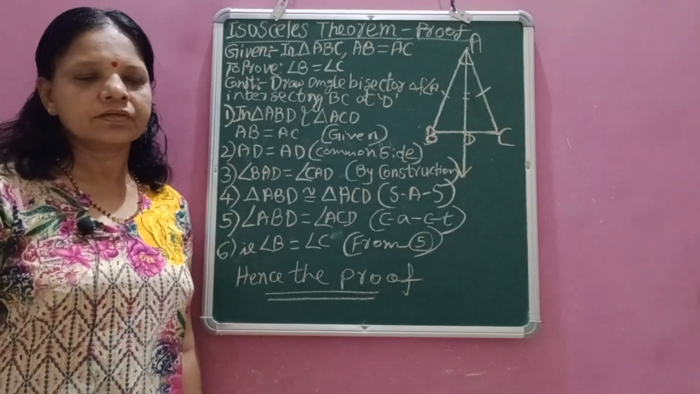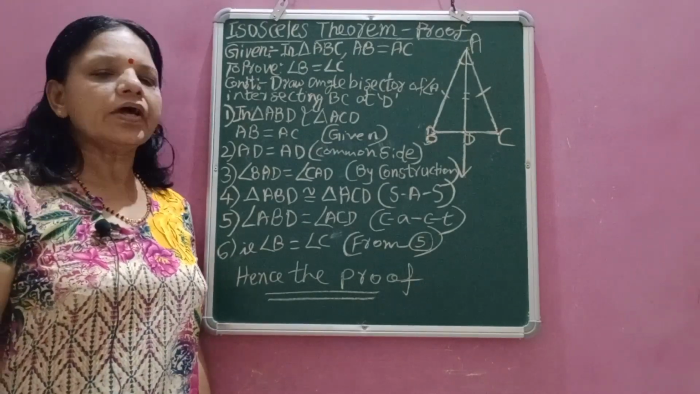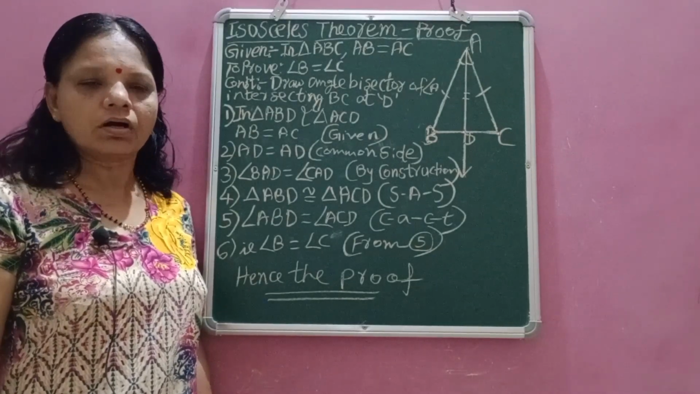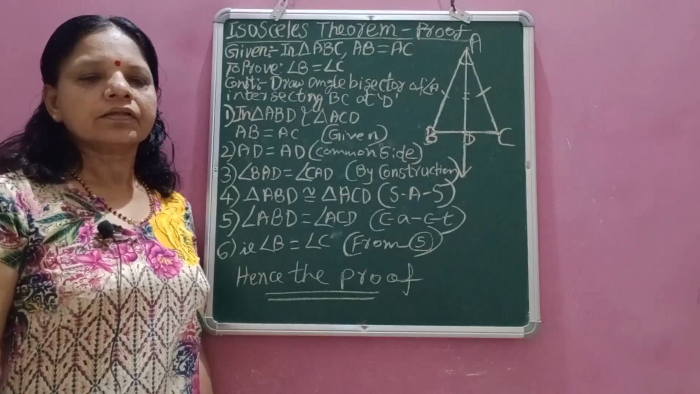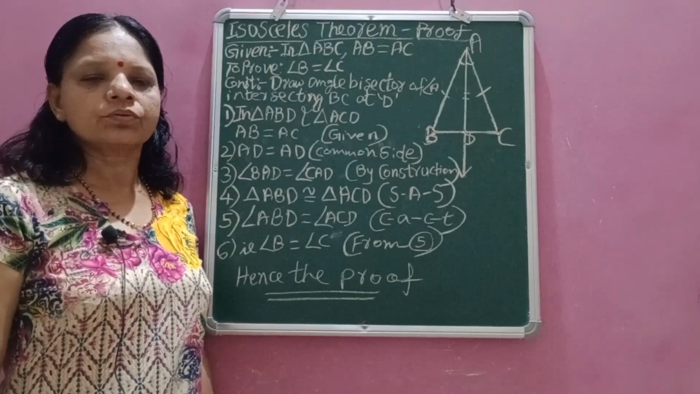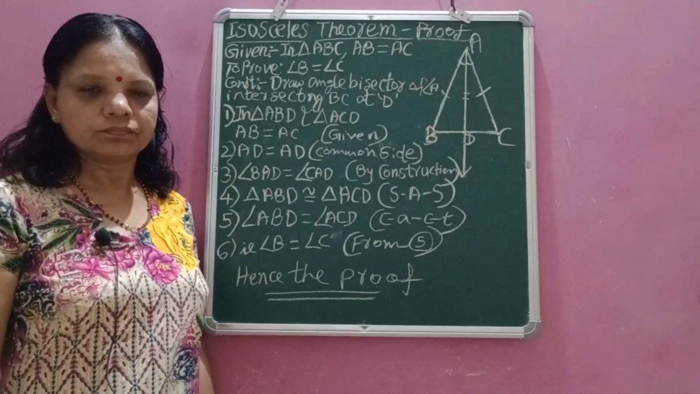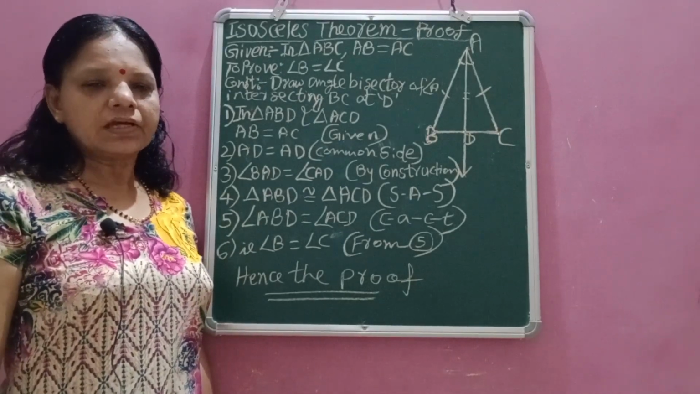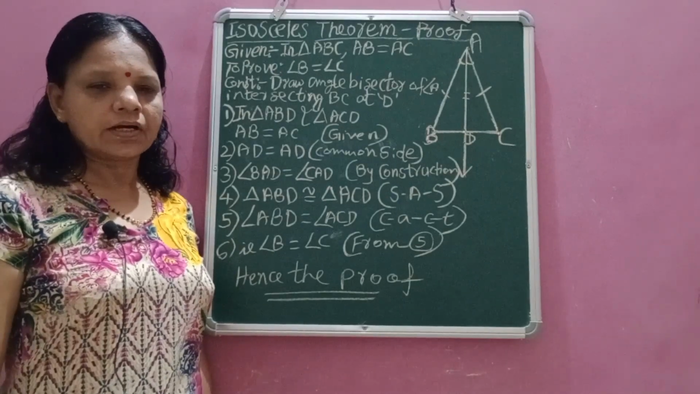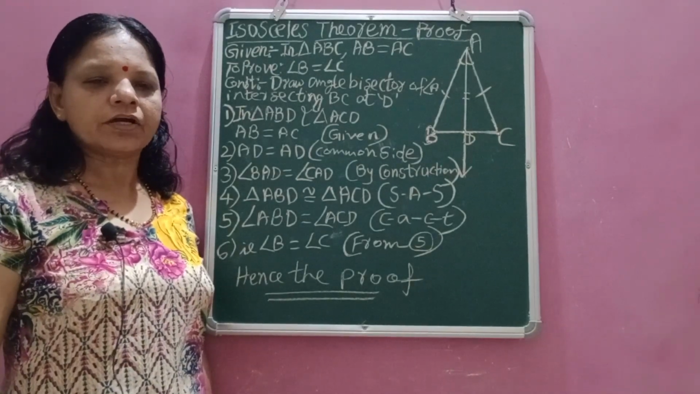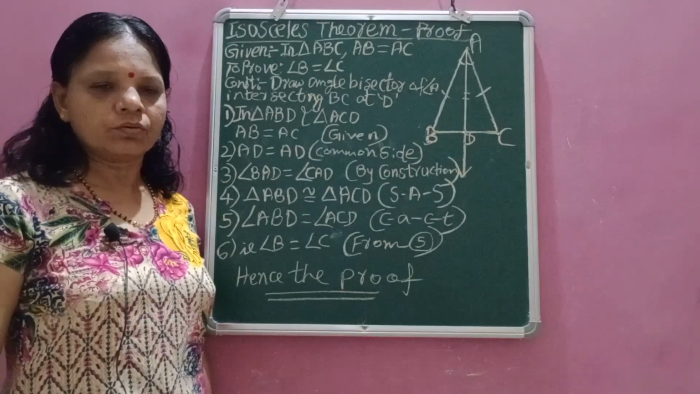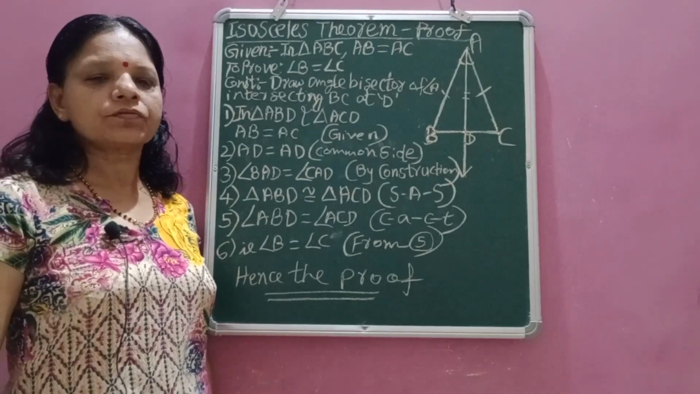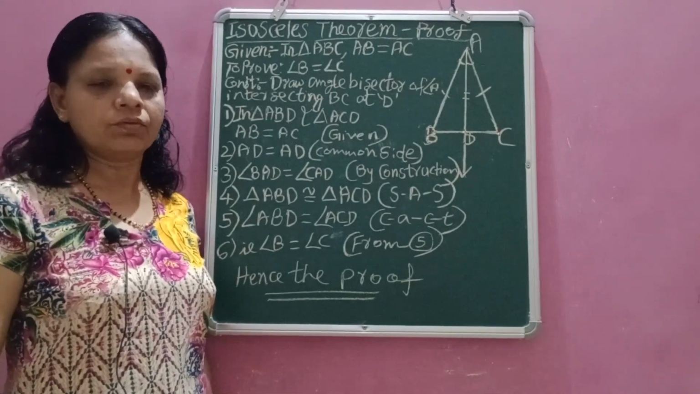That is, the theorem states that when two sides of a triangle are congruent, then the angles opposite to them are congruent. So while proving this theorem, it is mentioned that two sides of a triangle are equal. What is to prove? The angles opposite to them are equal.